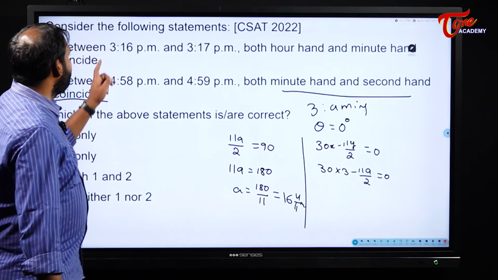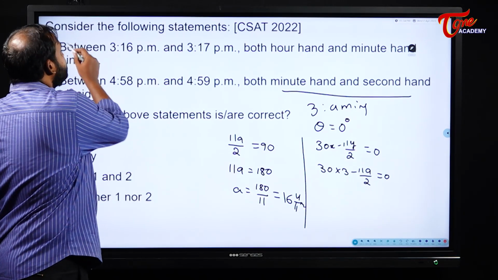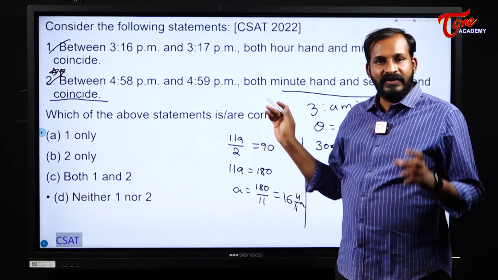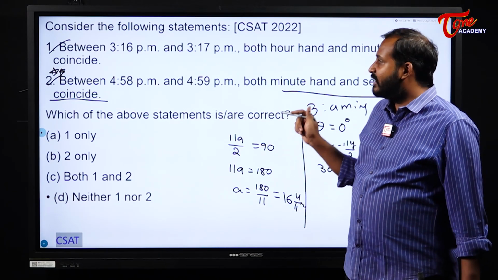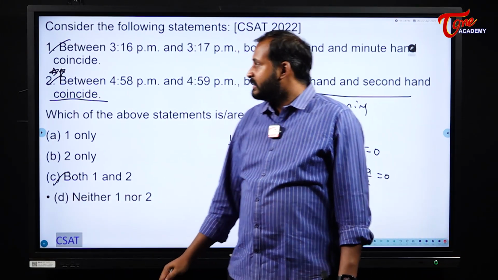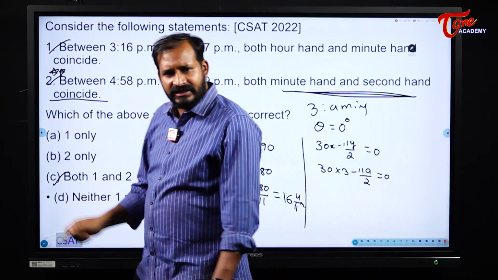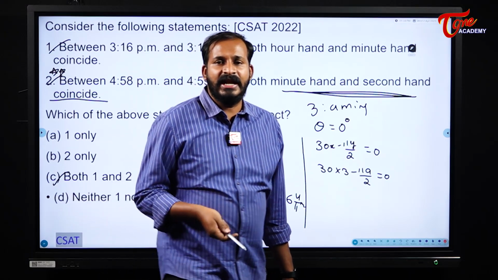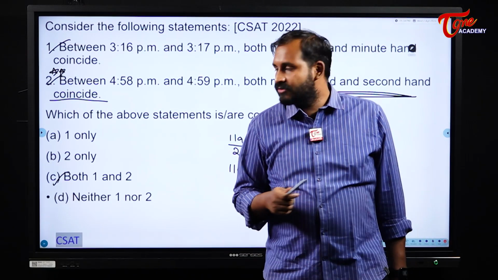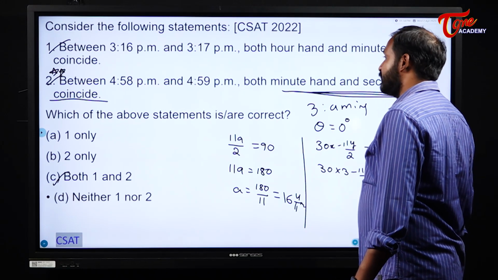Now see here. Between 3:16 and 3:17. This time, 16 4 by 11, is between 3:16 and 3:17 only, right? 16 4 by 11 will obviously be between 3:16 and 3:17. So that means the first one is correct and the second one is correct. Here both the answers are correct for me. From the basic understanding we can say that my second hand will definitely meet my hour hand as well as my minute hand. In every 1 minute it will meet them once. So from that concept I can say the second one is correct. So here both the first and second options are correct.